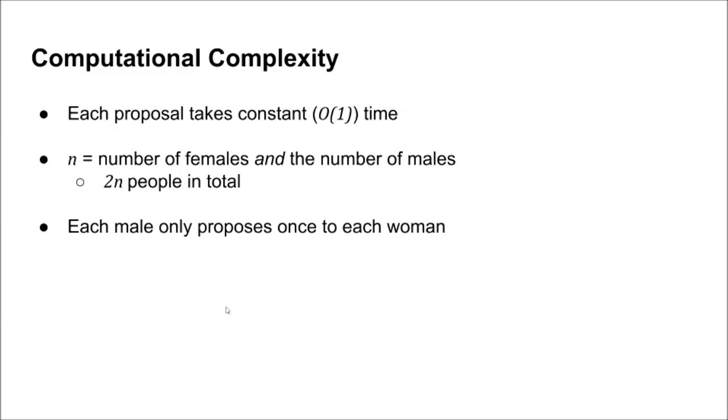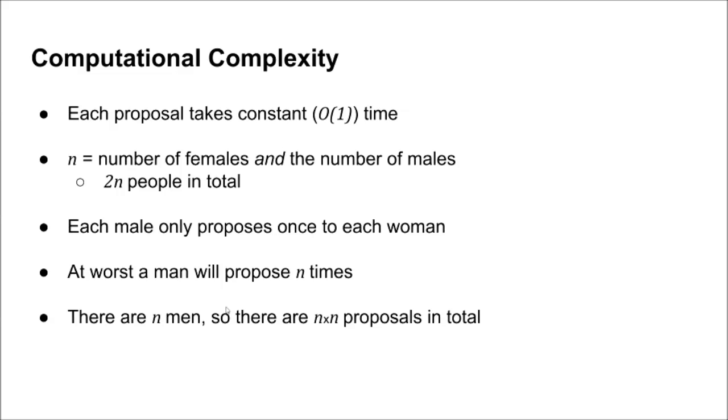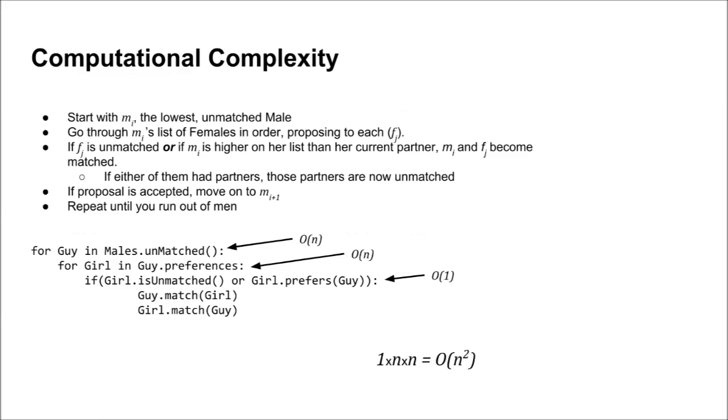Looking at the computational complexity, the big O notation of this algorithm, we can assume that each proposal takes constant time, that's O(1). There are n males and n females. Each male will only propose once to each woman. So at worst, a man will propose n times, once to each woman. There are n men making n proposals at worst. That is n times n proposals in total, making this algorithm O(n squared).